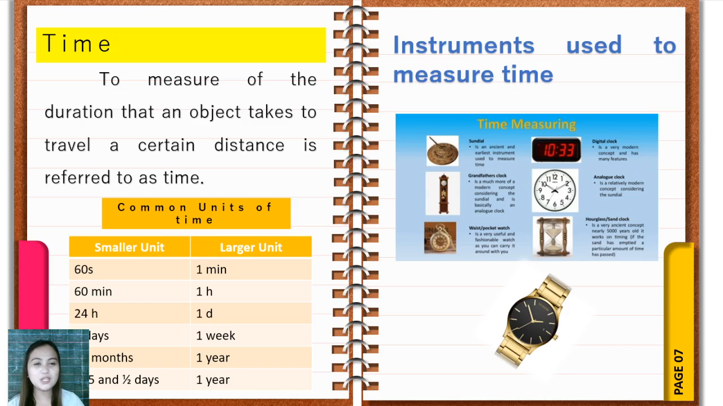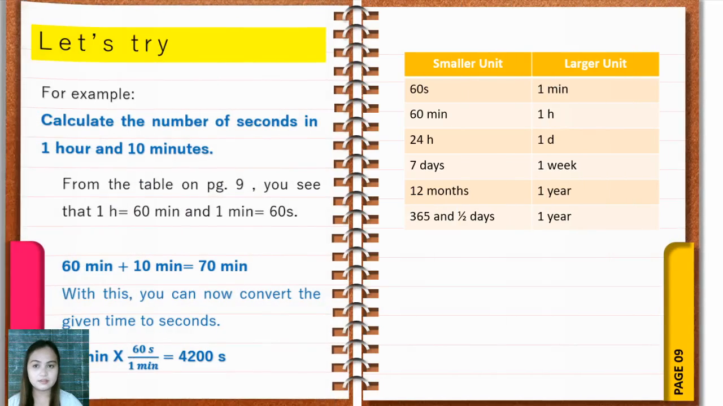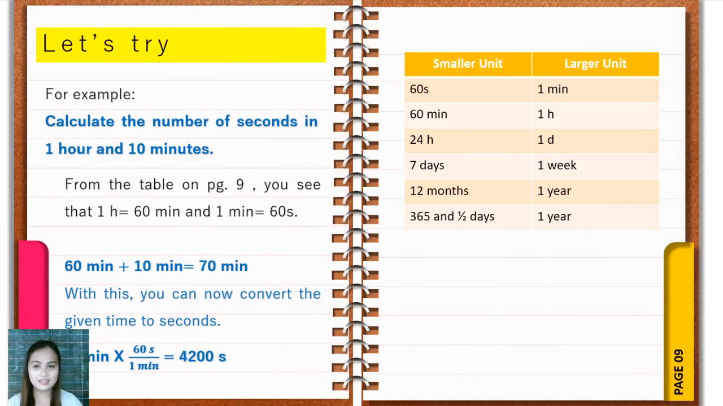Okay, instruments used to measure time, of course: wristwatch, clock, stopwatch, digital timer, hourglass, sun clock. Calculate the number of seconds in 1 hour and 10 minutes.